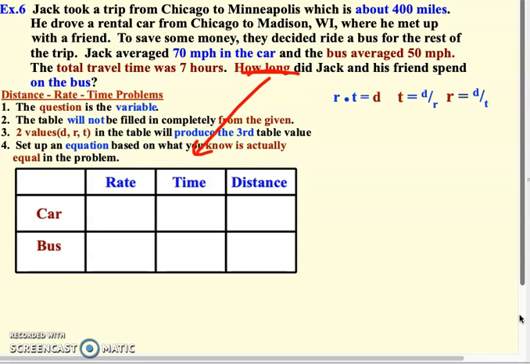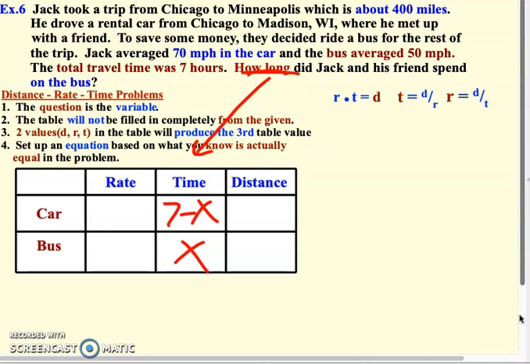Now, the question is about how long did Jack and his friends spend on the bus, so it makes the most sense to me to put x in there. You could put x in car, but that wasn't the question. So I'm going to stick with that. And then what I do know was total time combined in the two, car and bus, was 7. So here's the algebraic split. So if I spent x time on the bus and I spent a total of 7 hours in both, I spent 7 minus x in the car.